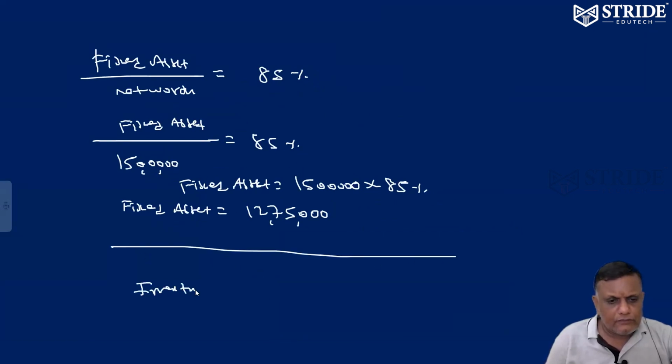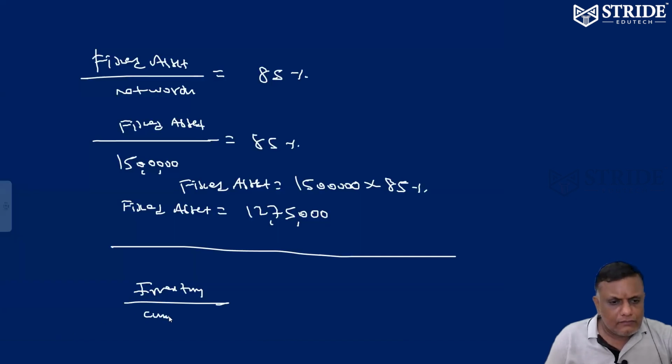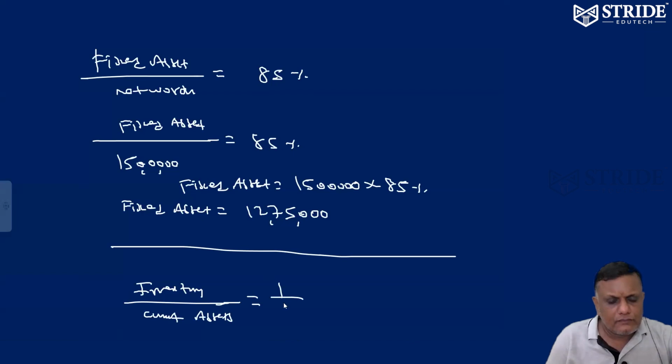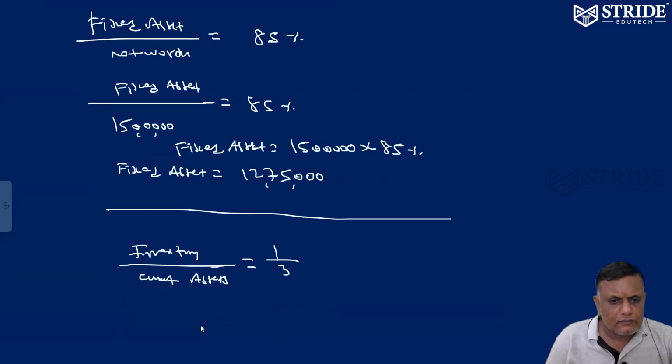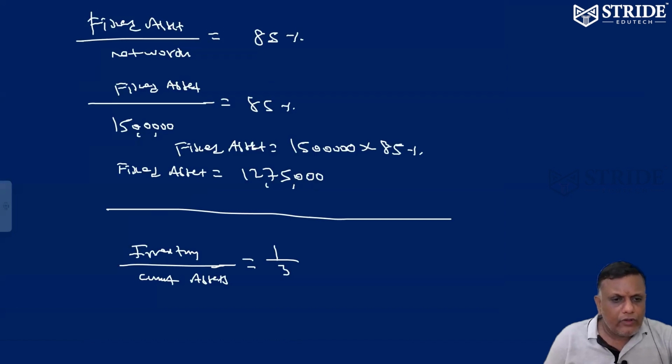Next one. Inventory by current assets. That is equivalent to 1 by 3. Inventory by current asset is 1 by 3. That's it.